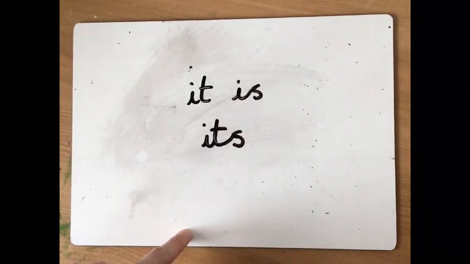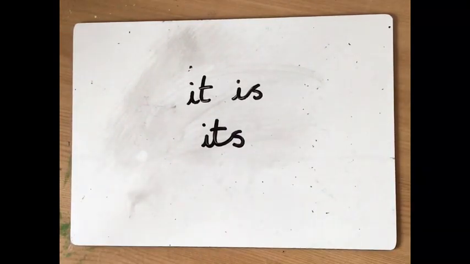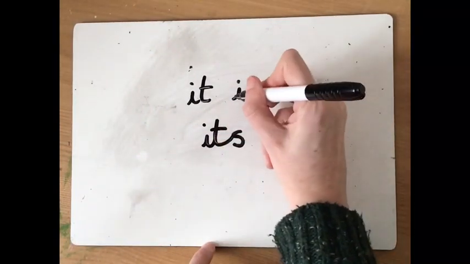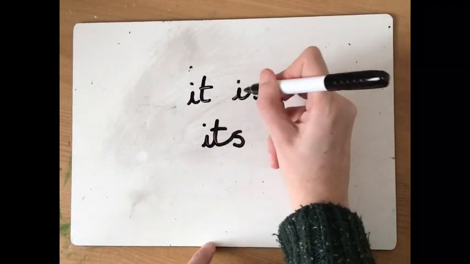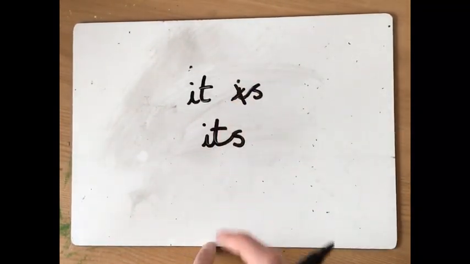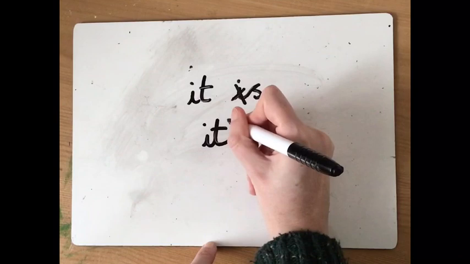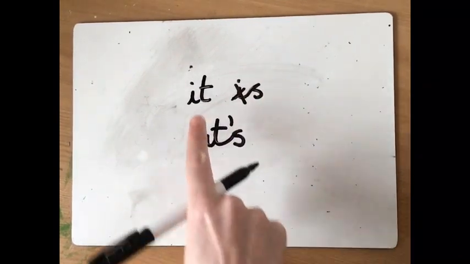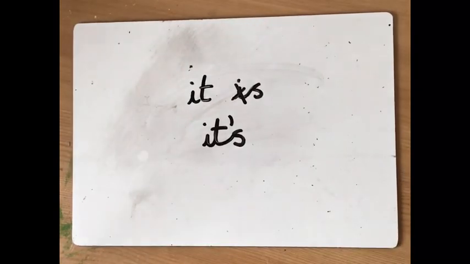It's. Which letter has been squeezed out when I've contracted it? This second I, hasn't it? Normally a vowel does get squeezed out, so that vowel is missing. And to show it's missing, I need to add my apostrophe where it should have been. So there it goes. It's.